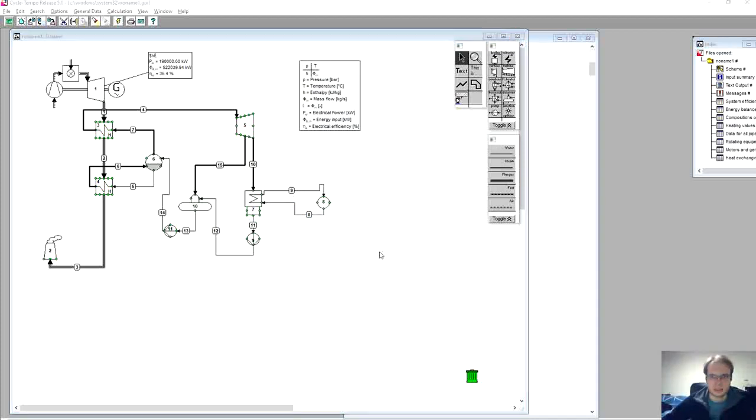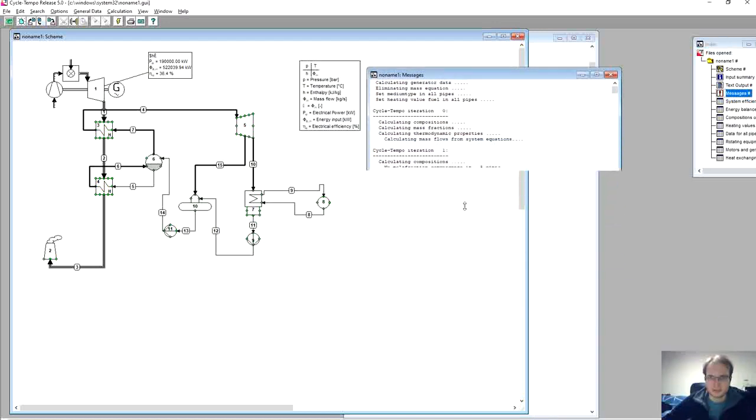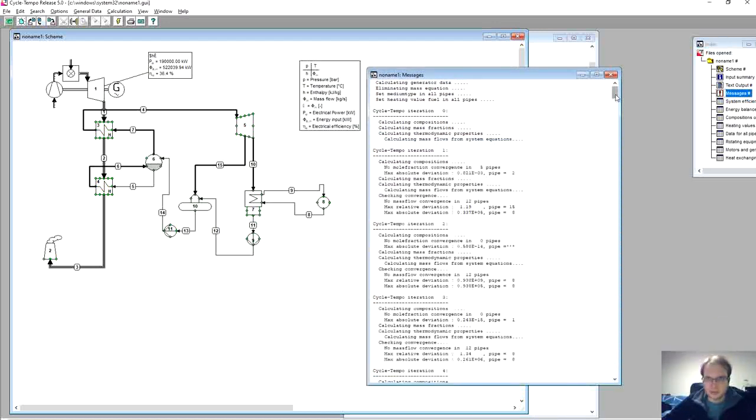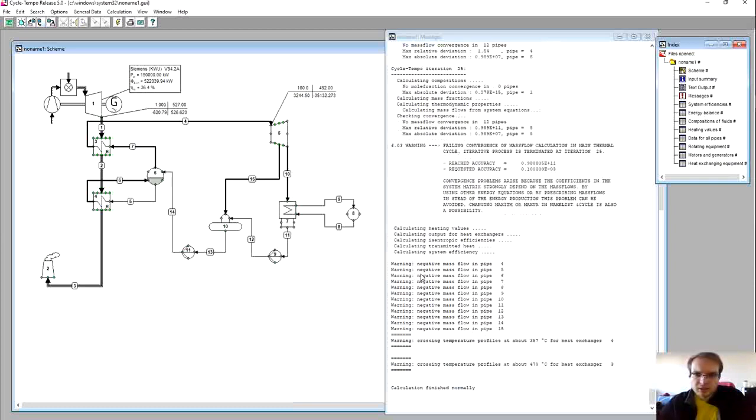And now the turbine can calculate, only we got quite a large number of warnings. So let's have a look at our messages, what the warnings are about. And we have negative mass flow rate in some of the pipes. Actually, looking at the number of pipes where there is negative mass flow rate, we can see that it's the whole steam cycle. So this clearly is some numerical calculation issue.